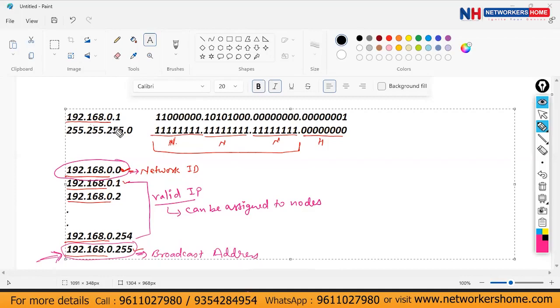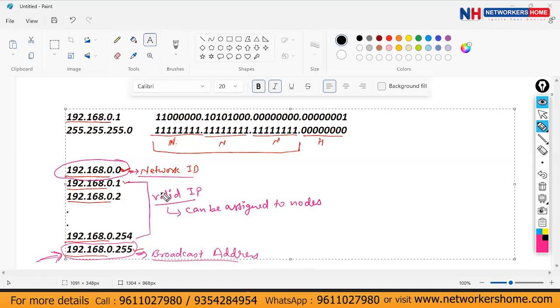Okay. So for that broadcast IP, it is going to reach each and every node at that time. This is clear. First address will be the network ID. Last address is going to be the broadcast address, and the remaining addresses will be your valid IPs.